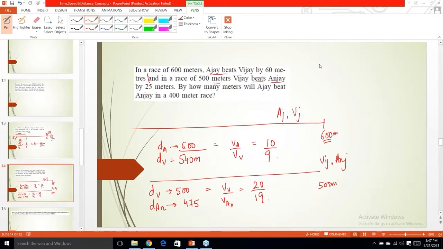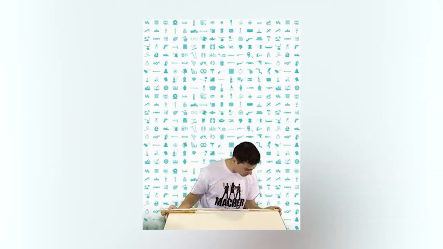Same process being repeated for the second time. Now look at what the question is asking. The question is asking about another race which is run for 400 meters. By how many meters will Ajay beat Anjay?